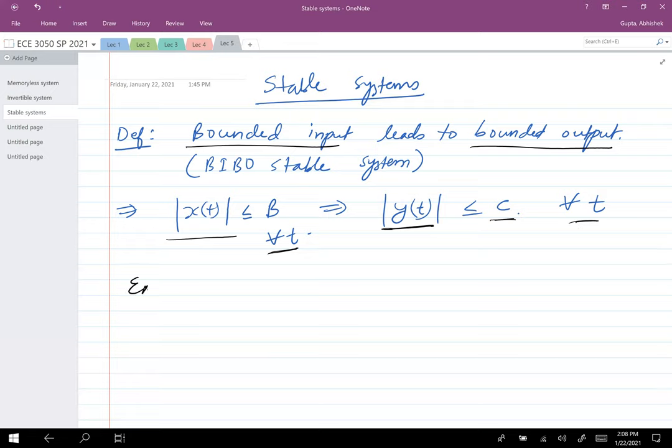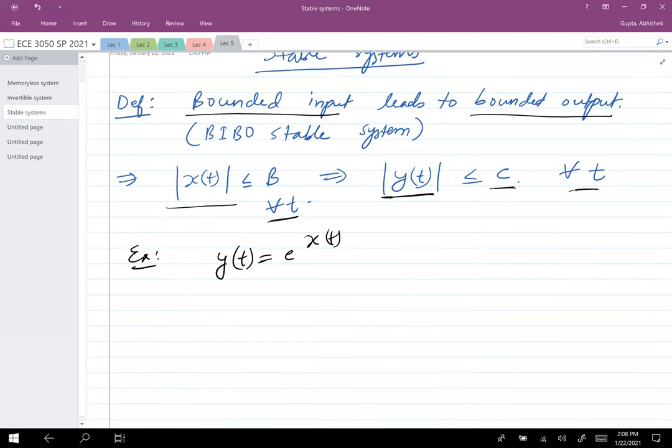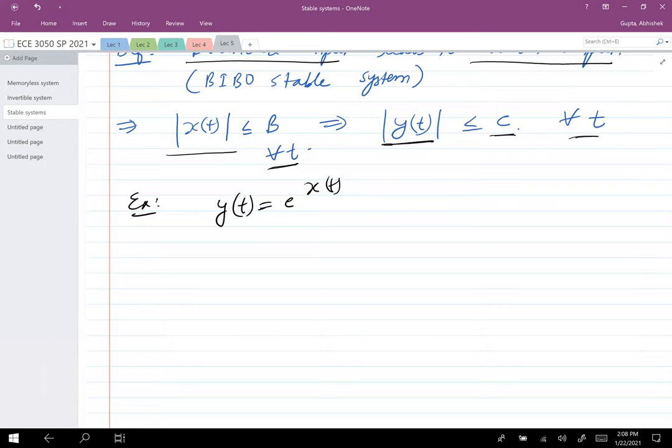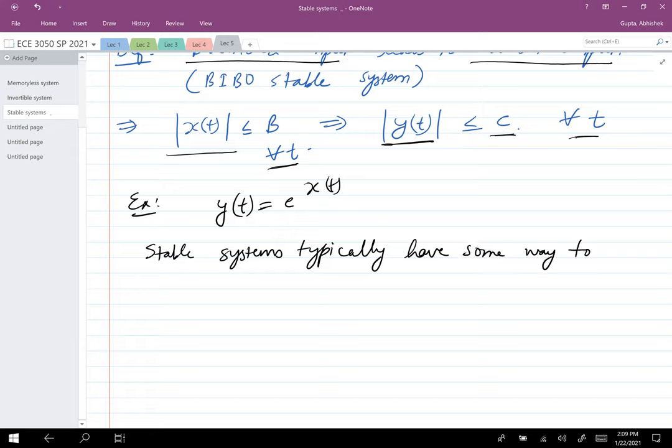Okay, so let's look at an example. y(t) equals e raised to x(t). So if x was bounded by 10, then y will be bounded by e raised to 10. This is an example of a stable system. Typically, systems that are stable have some sort of dissipative property, which means that the energy from the system is getting dissipated in some other form. So stable systems typically have some way to dissipate energy.